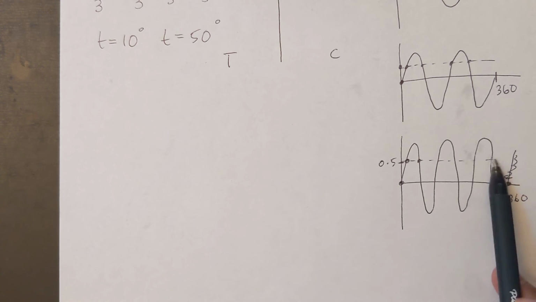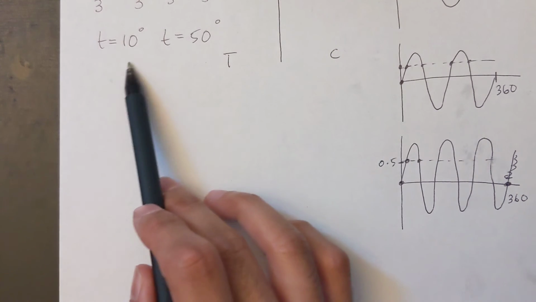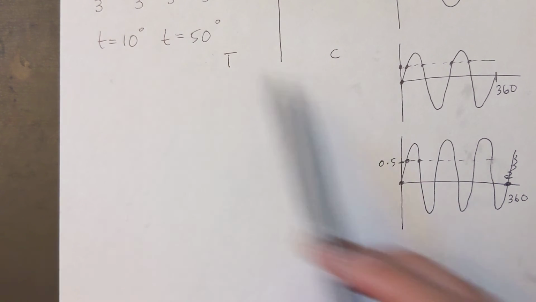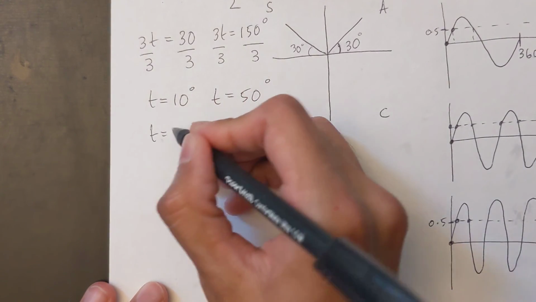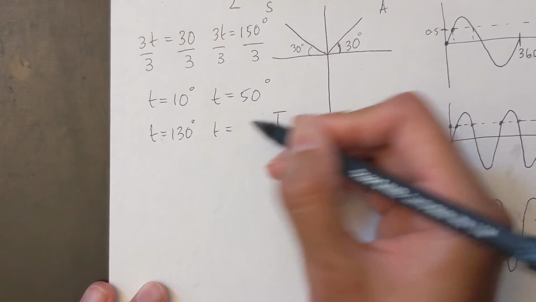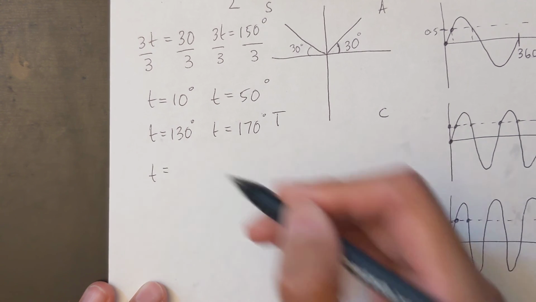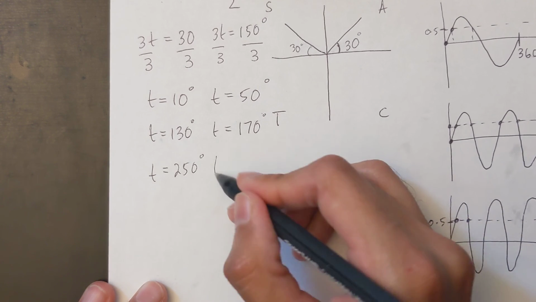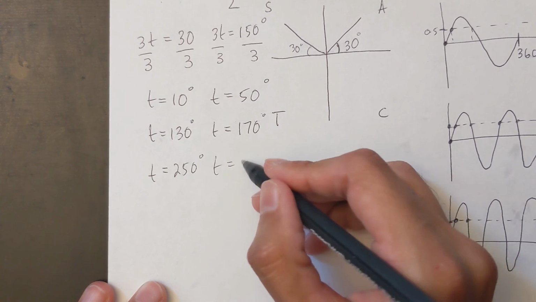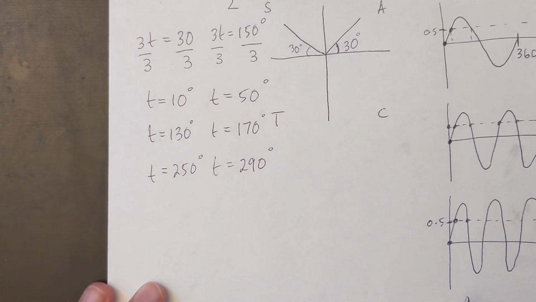Now there's 4 more solutions left. And in order to find these 4 more solutions, all I have to do is add 120 to my first 2 solutions, because they constantly repeat every 120 degrees, because that's my period. So my next one is going to be 130 degrees, and over here it's going to be 170 degrees. I'm just going to add 120 more to these two. I'm going to get 250 degrees, and over here I'm going to get 290 degrees. And these 6 are all my 6 valid solutions between 0 and 360 degrees for this question.